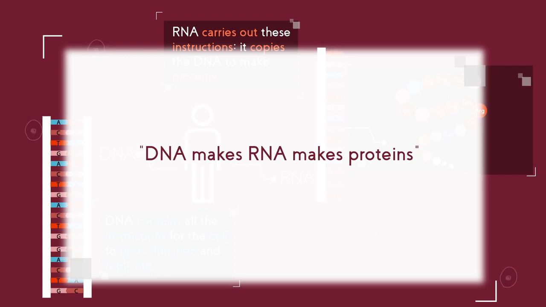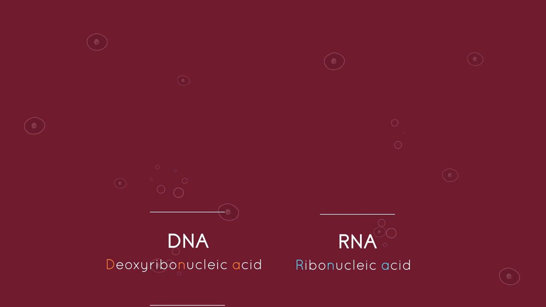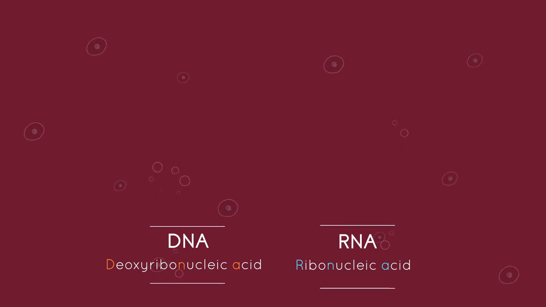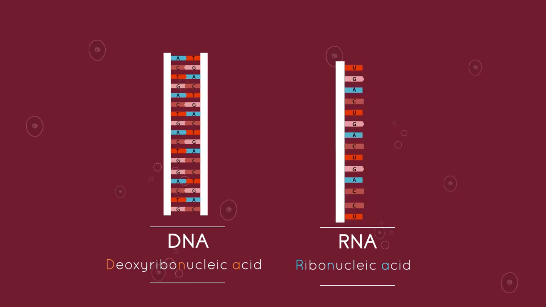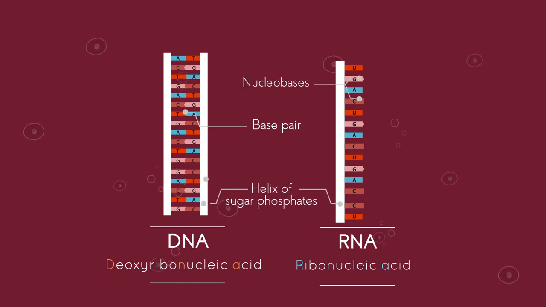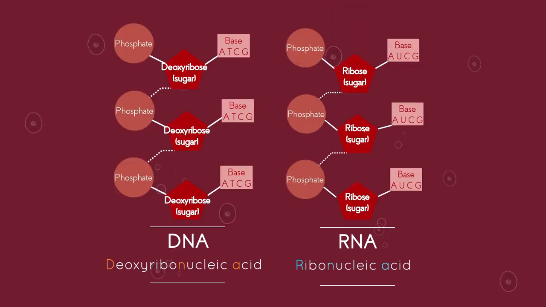So let's look at how they differ. Whereas DNA stands for deoxyribonucleic acid, RNA stands for ribonucleic acid. Whilst DNA is double-stranded, RNA is single-stranded. Like DNA, RNA is made up of a long chain of nucleotides. Each nucleotide consists of a ribose sugar, phosphate group, and nucleotide base.